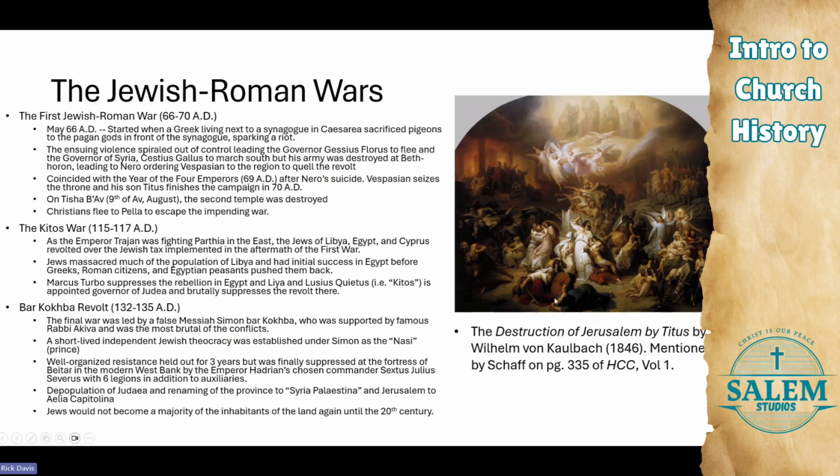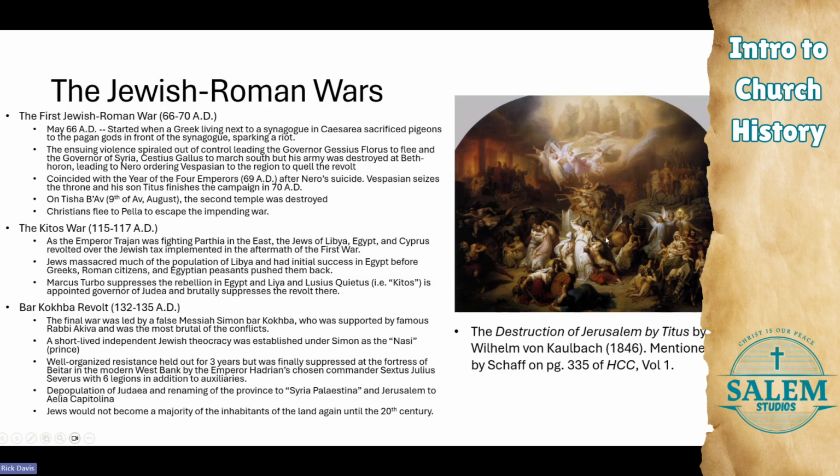And here is an inset of the destruction of Jerusalem by Titus, by the German 19th century painter Wilhelm von Kaulbach. This is mentioned by Philip Schaff on page 335 of History of the Christian Church, Volume 1, where here is, I believe, the high priest thrusting a sword into his own bosom as you see the temple being burned and the Jewish people are being cast down. And up here are the angels, and then I believe these are the apostles looking down upon the righteous judgment of God upon unbelieving Israel.